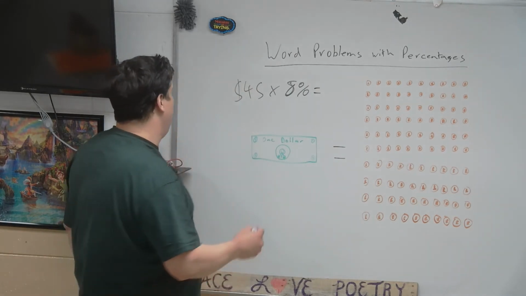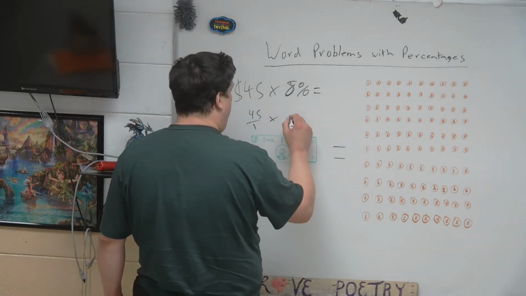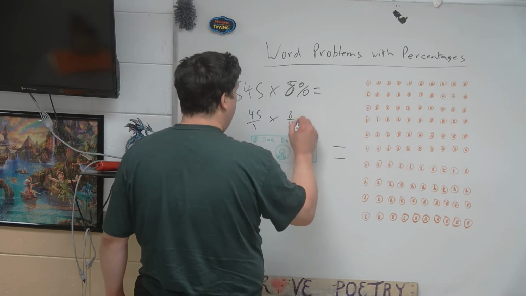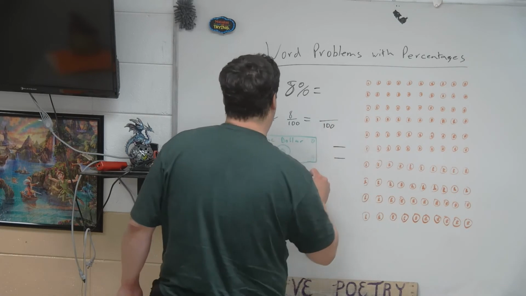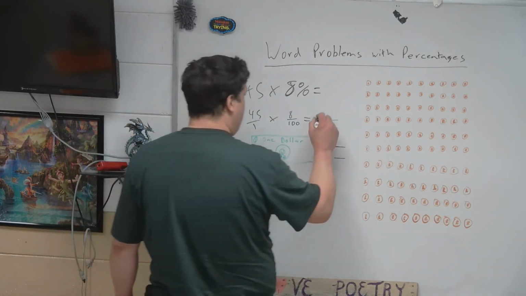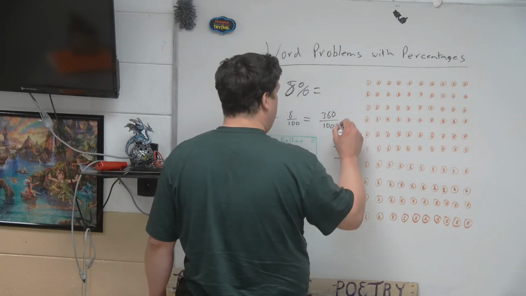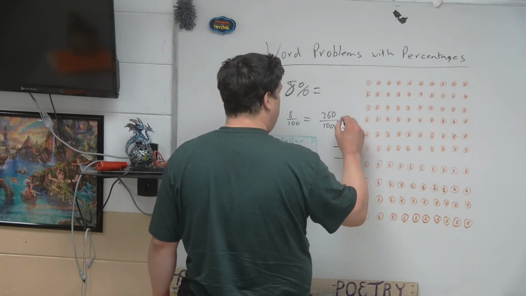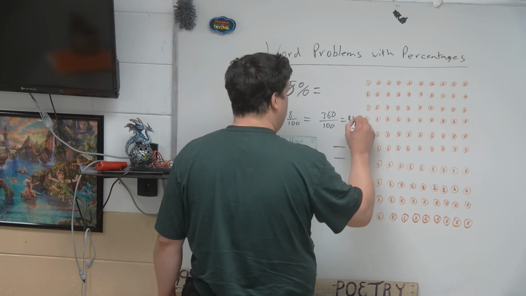$45 times 8%, which would be 45 over 1 times 8 out of 100 equals something over 100. 45 by 8 would be 360 over 100, which is $3.06. Excuse me, $3.60.